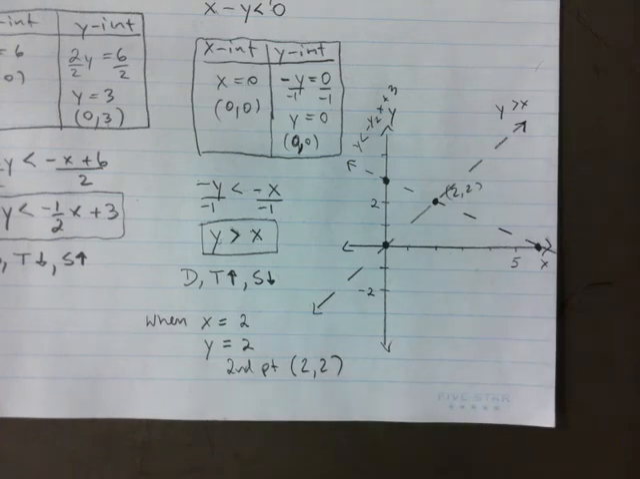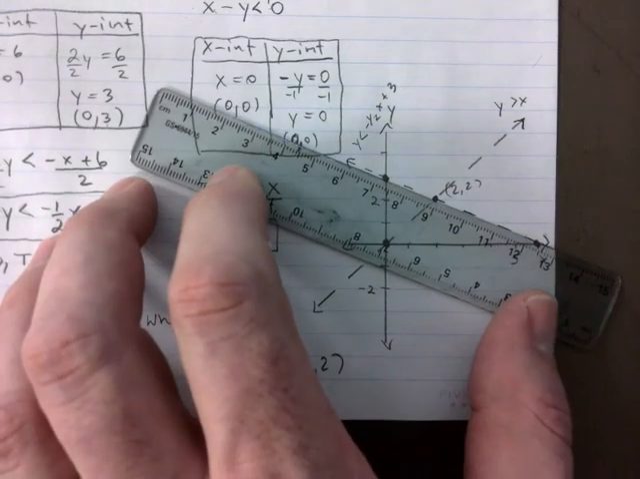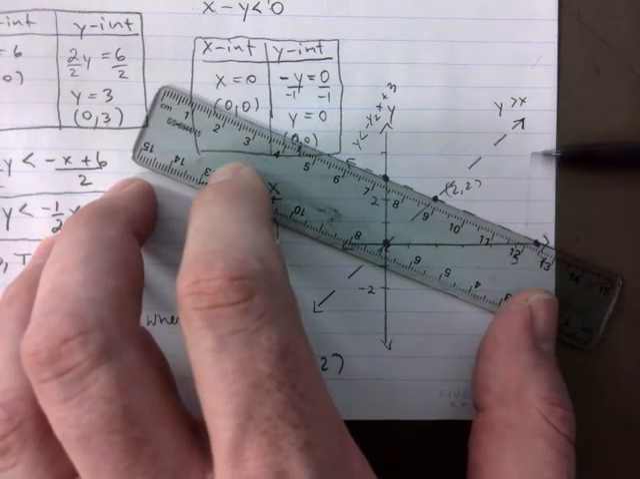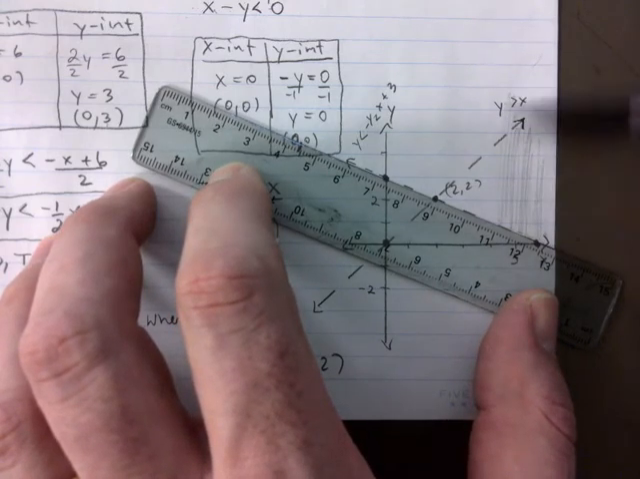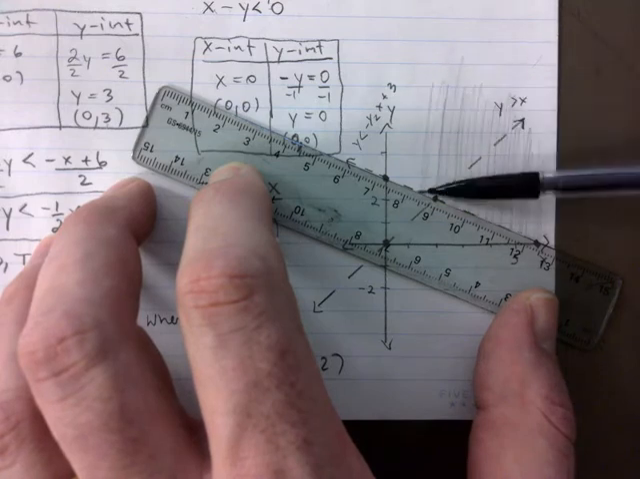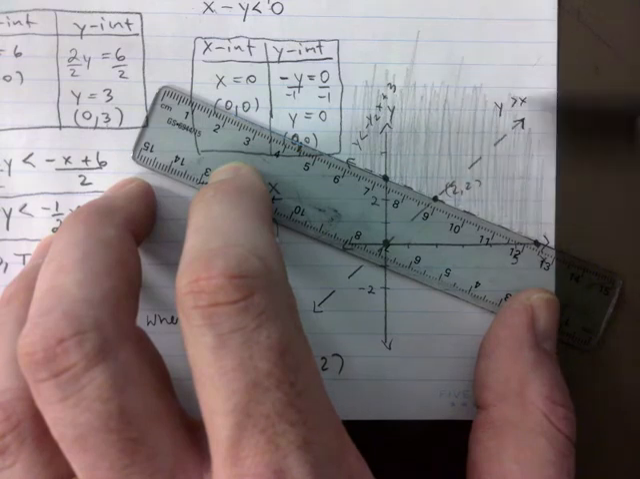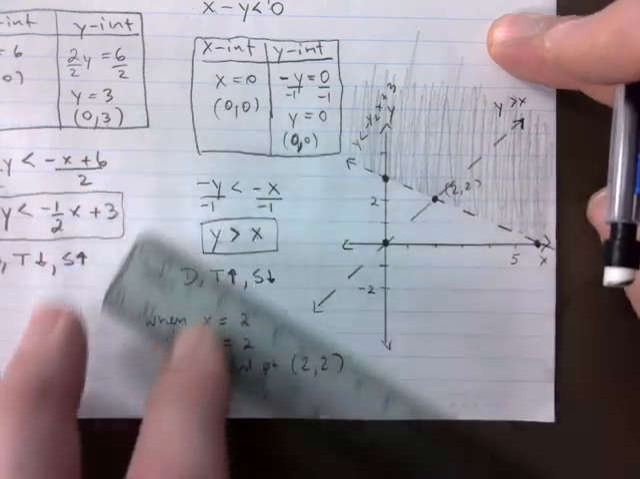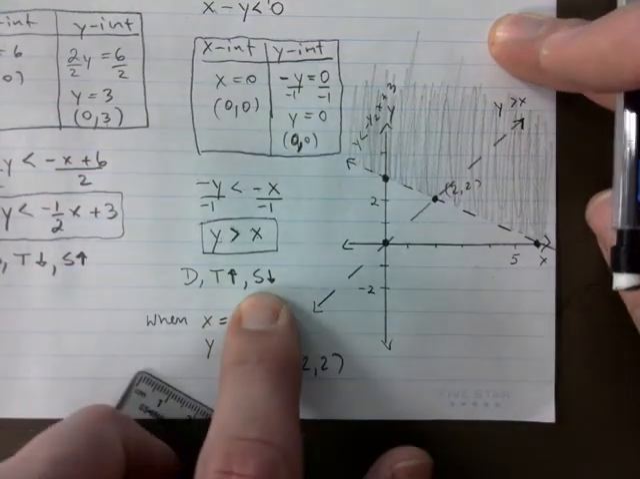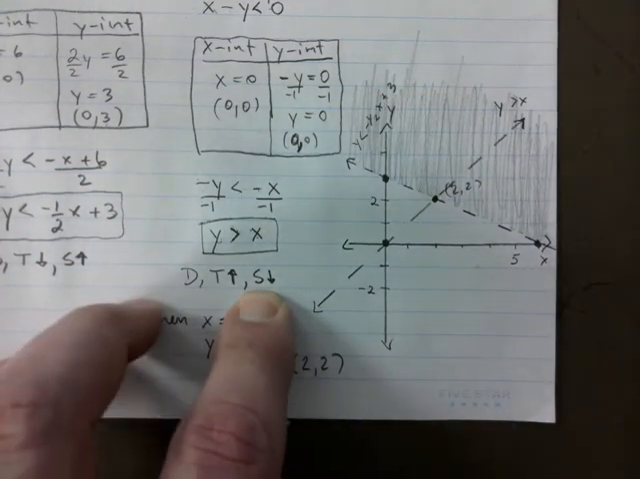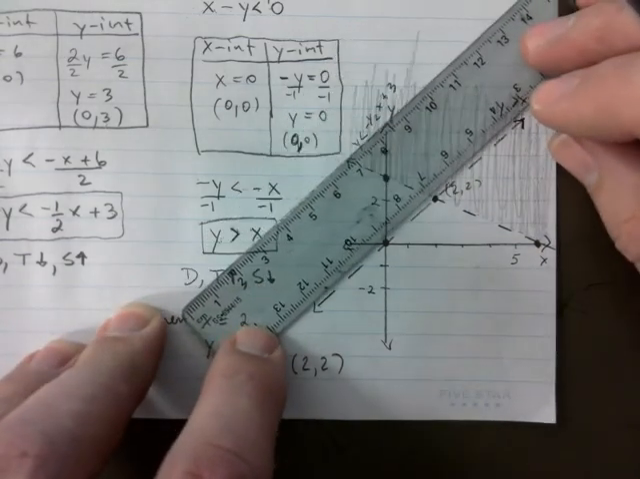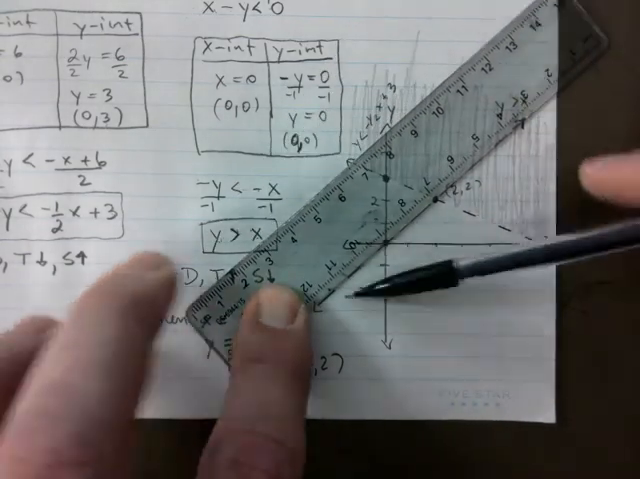And now let's do the shading. The first line we're supposed to shade above. Take a ruler, and we're shading the false region. Let that be known, right? So that is not part of the solution, gone. The other line, we're supposed to shade below. So we're going to go to the other line and shade below.